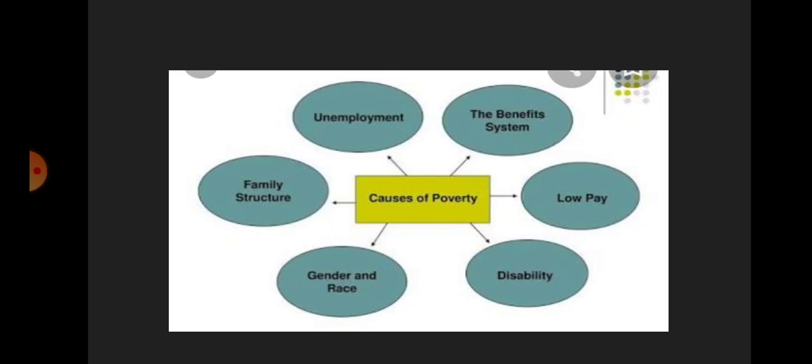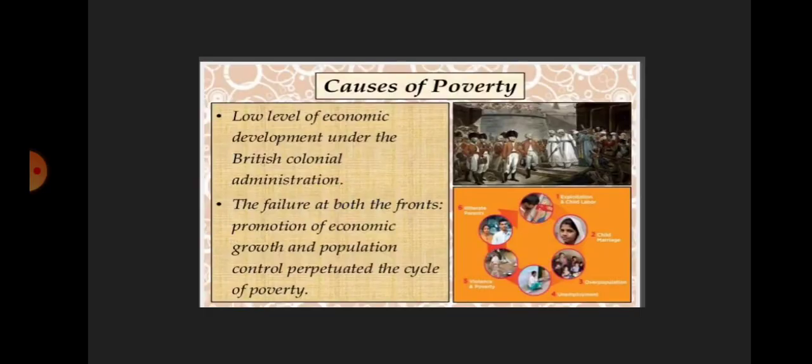Disability: yes, if a person is physically not fit, that person will not be able to do the work, and hence will become poor. Low pay: yes, less income is also responsible for poverty. And the benefit systems: the policies initiated by the government are not benefiting people, so that also leads to poverty. Now, what other causes of poverty are there?